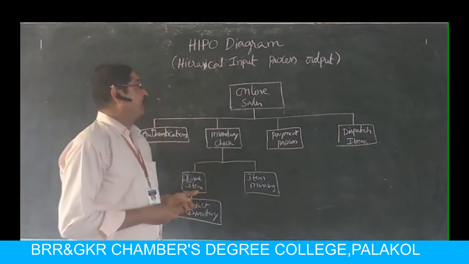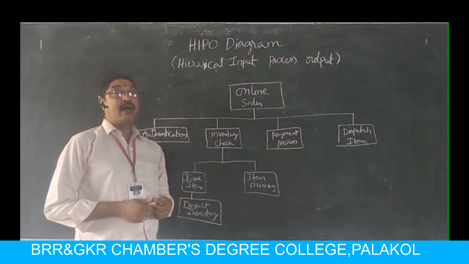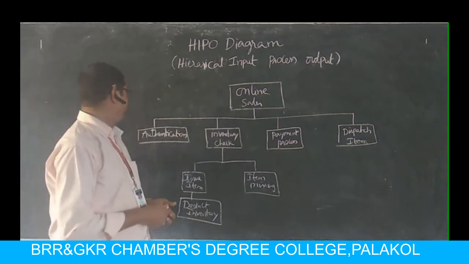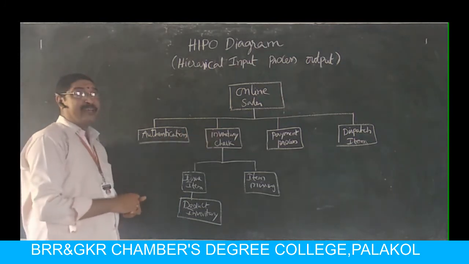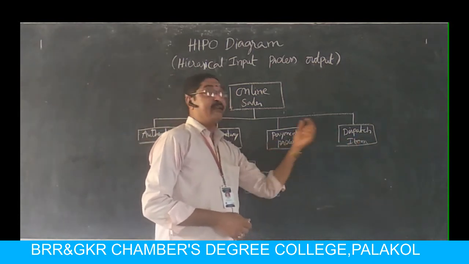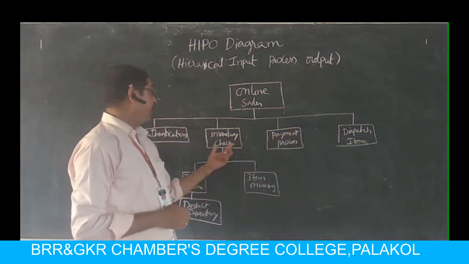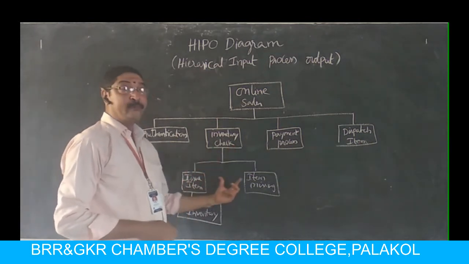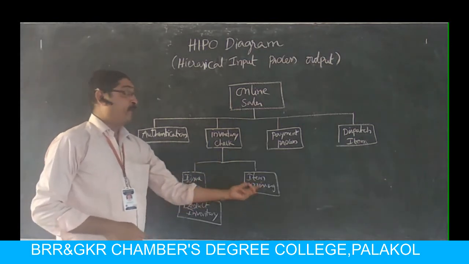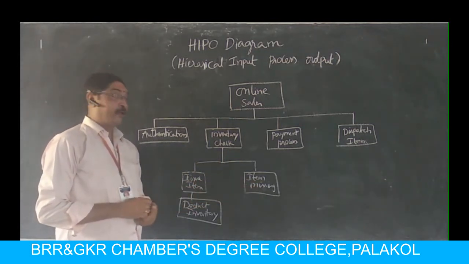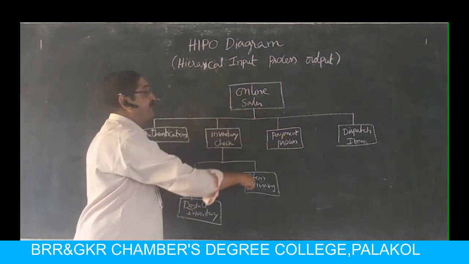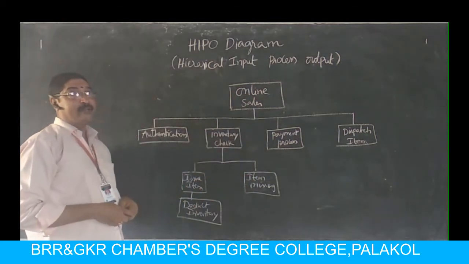This is an example for an online sales system. In this, we have some subsystems: authentication, inventory check, payment process, and dispatch of item. Again, inventory check contains two sub components: issue item or item missing. Again, that issue item contains a sub item. Like that, the entire system will be represented in hierarchical fashion.